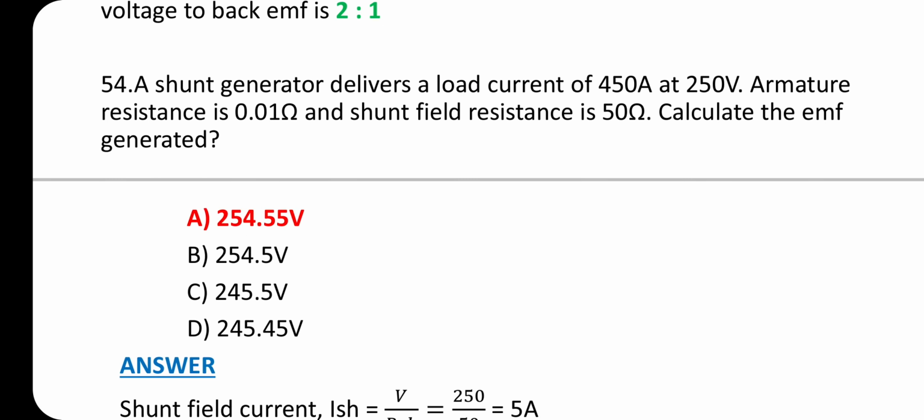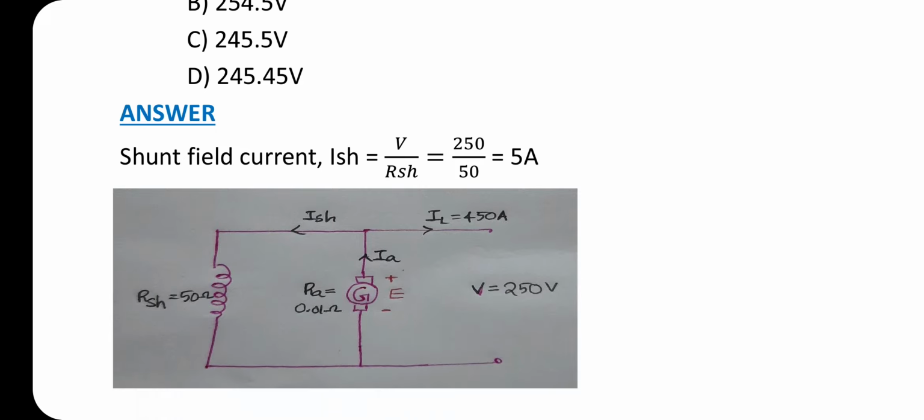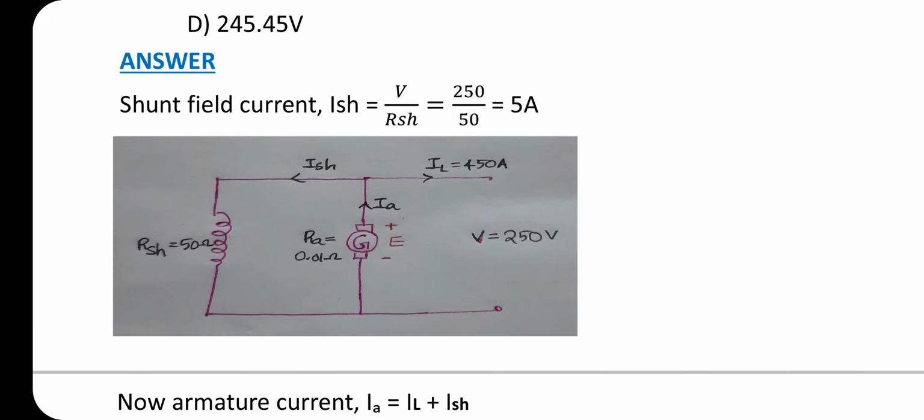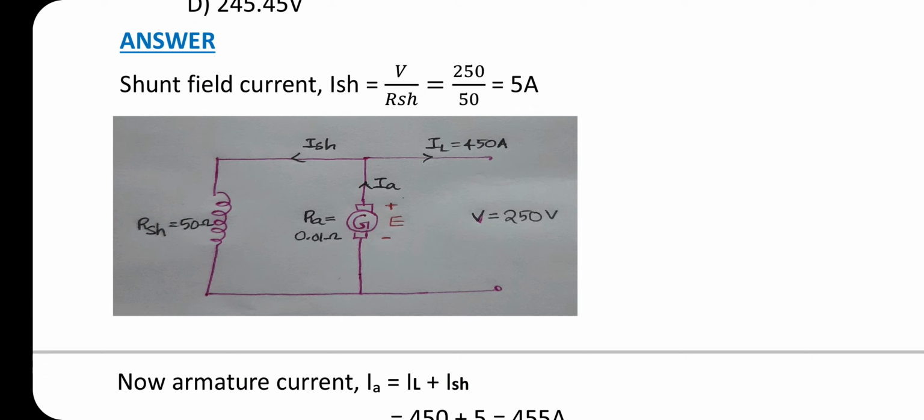54. A shunt generator delivers a load current of 450 ampere at 250 volt. Armature resistance is 0.01 ohm and shunt field resistance is 50 ohm. Calculate the EMF generated. Answer is option A, 254.55 volt. Shunt field current ISH equal to V divided by RSH, that is 250 by 50 equal to 5 ampere.